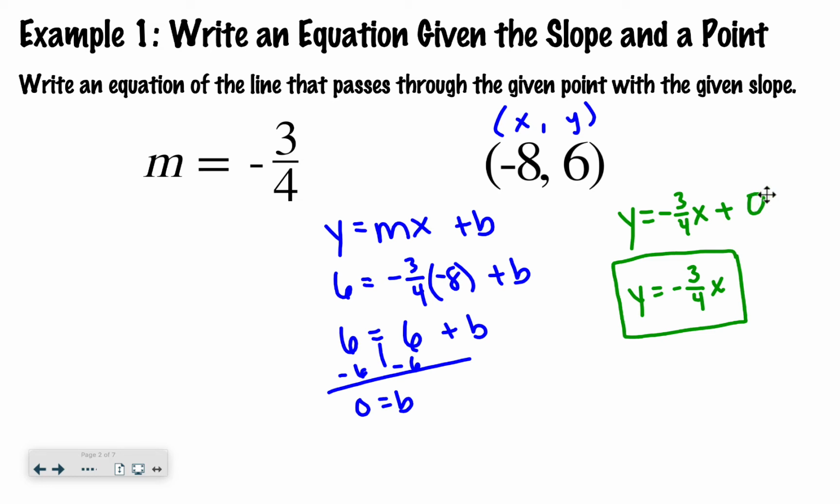If this would have been a plus 5, then we would have left it as y equals negative 3/4 x plus 5. But since it's a 0, it can just go away. Okay, so let's recap that process one more time. I took my slope-intercept form, I plugged in my x and y and my slope, I figured out what b equals, and then I rewrote my equation as y equals the given slope times x plus my b value.